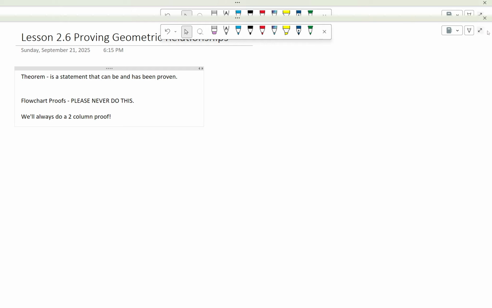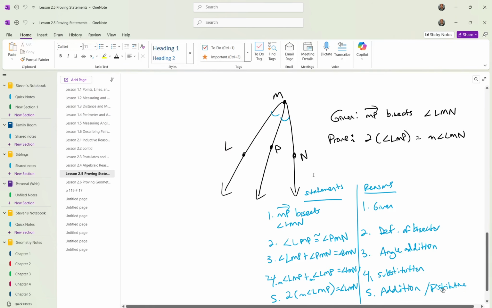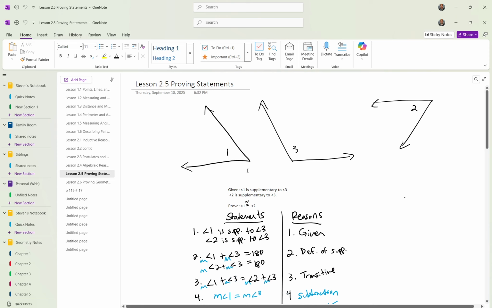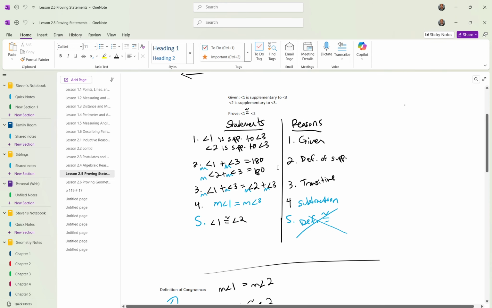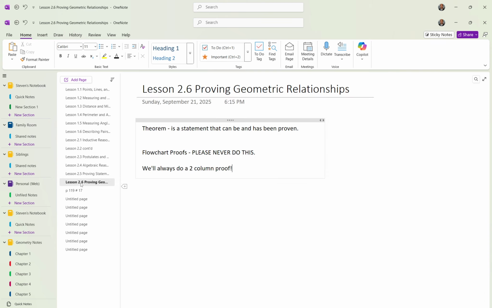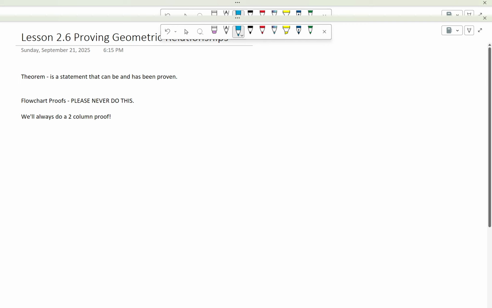So again, let me show you something. Back in 2.5, you guys remember this thing right here, where we had angles 1 and 3, right? Angles 1 and 2 are both supplementary to 3. And when we did this, it showed that when two angles are supplementary to the same angle, they are congruent. So that right there is our theorem, right? This is where we're going to see lesson 2.5.